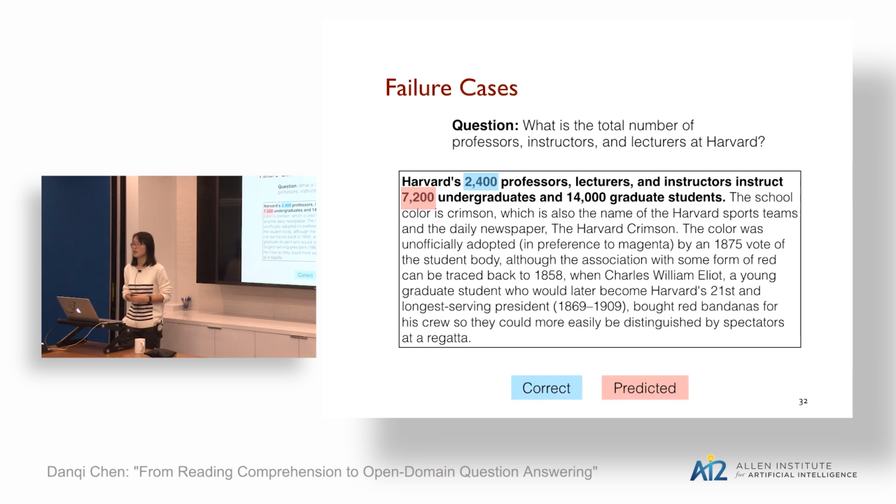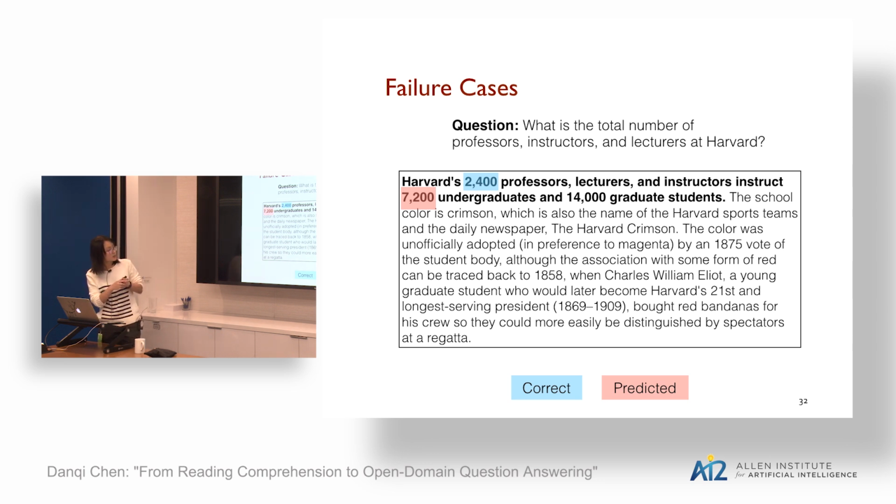So next, I would like to show you a few cases where I do believe the current neural network systems are still struggling and are still probably failure cases. I think this is a pretty interesting one. The question is, what is the total number of professors, instructors, and lecturers at Harvard?